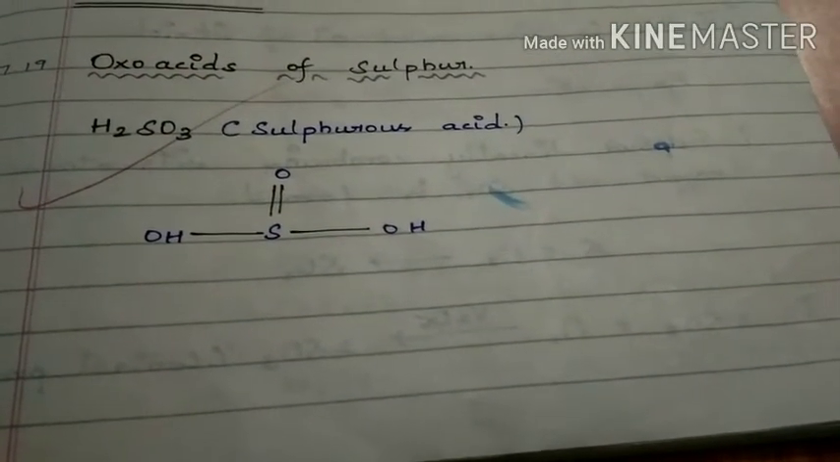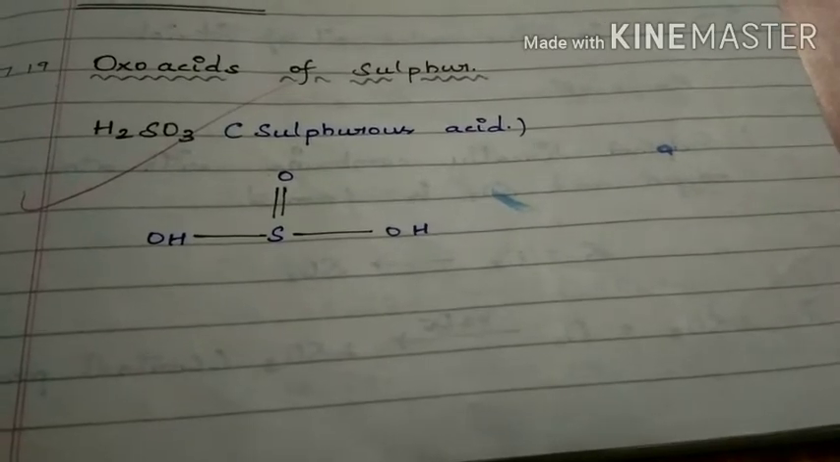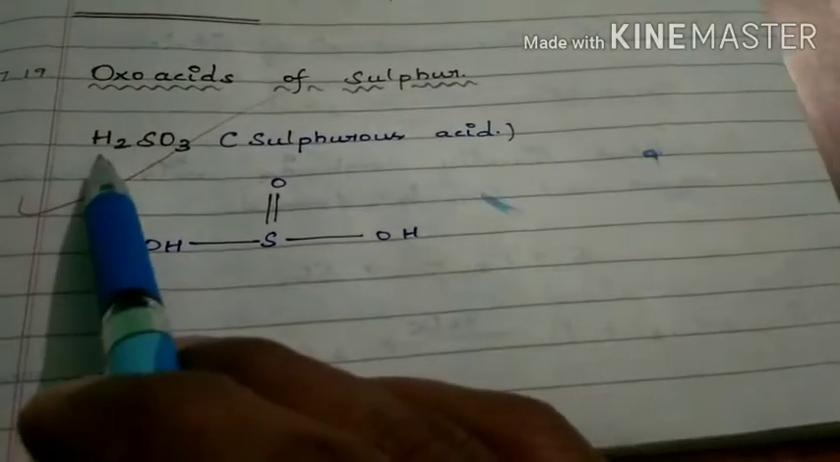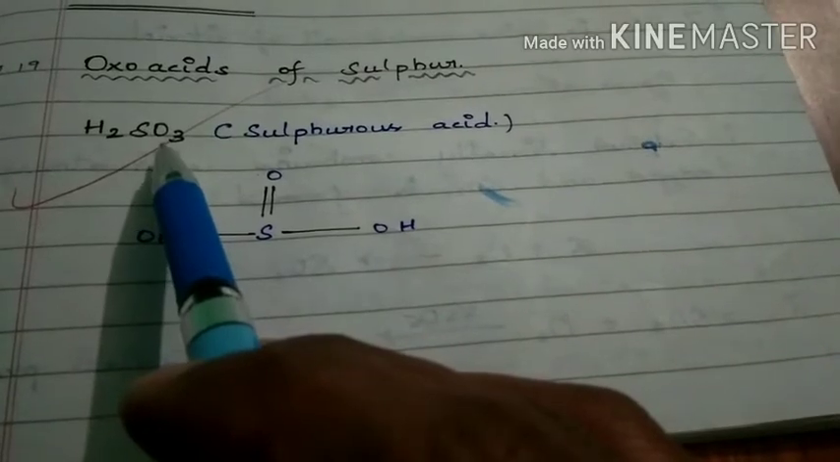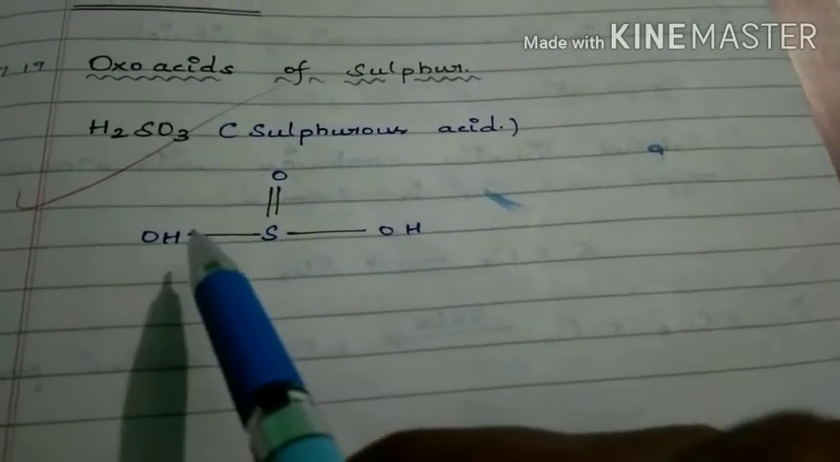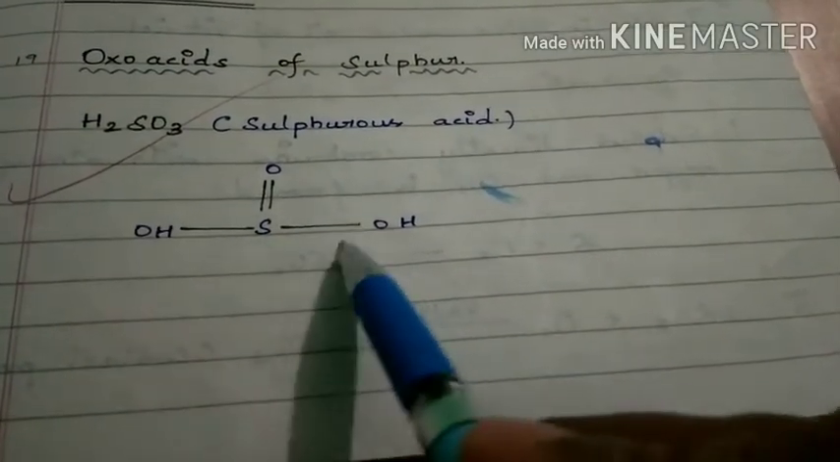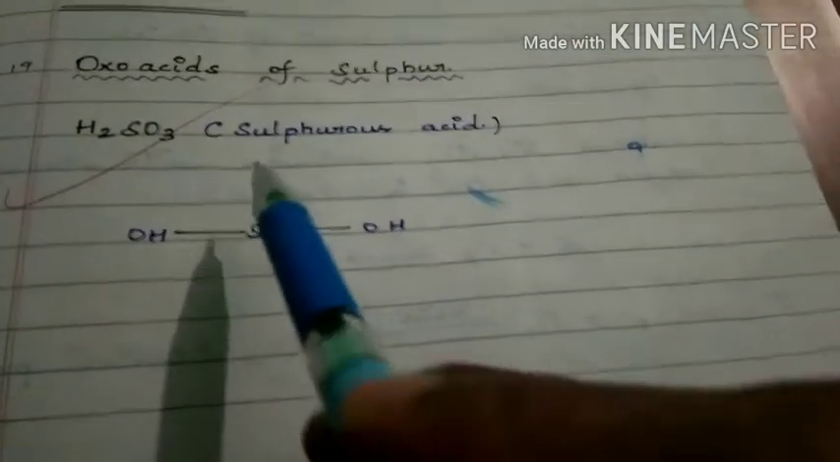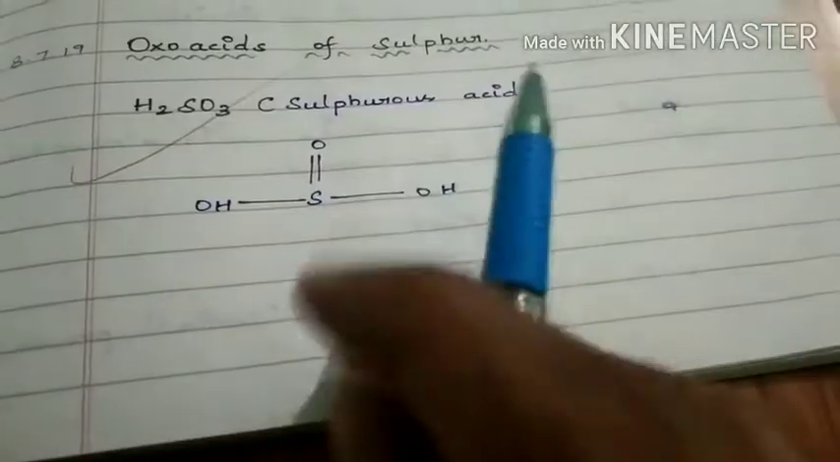Possible OHs. We have to write possible OHs. So here 2 hydrogens and 2 oxygens are present. Then we get 2 OH, 2 possible OH. One we have to write on the left side, one on the right side. So this is the structure of this acid.